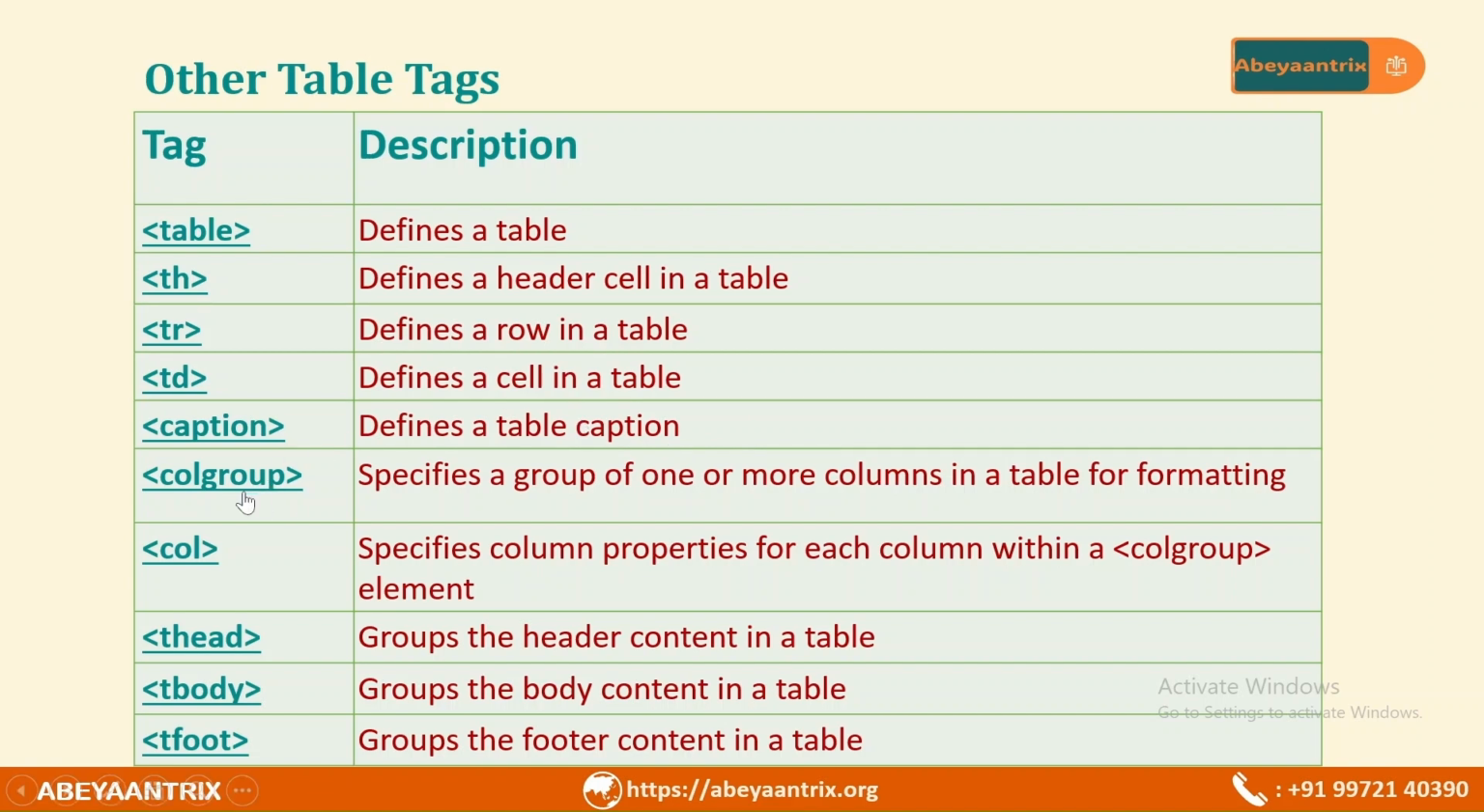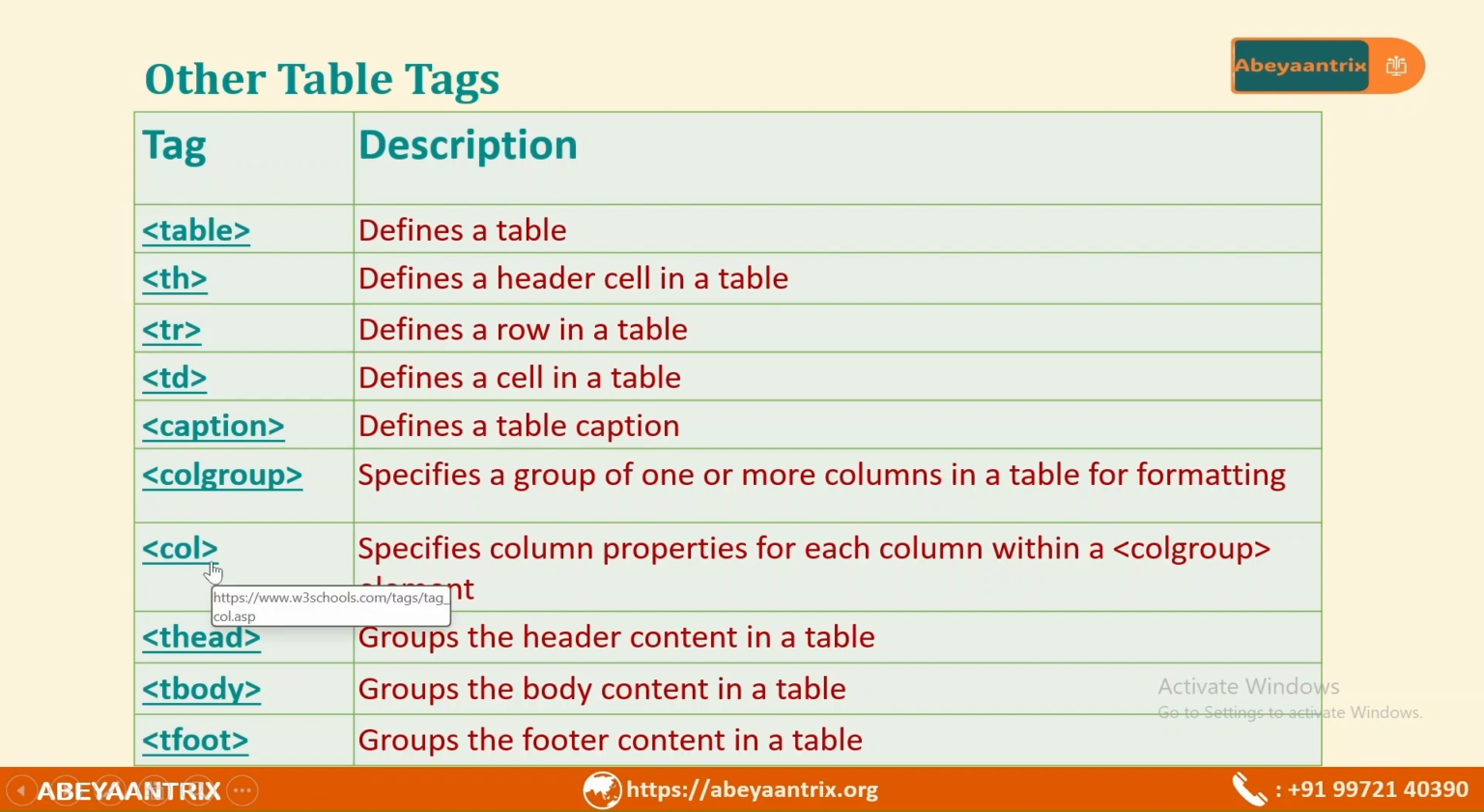Next one is colgroup. This column group specifies formatting for entire columns at once. If you want to format entire columns, you can use colgroup. I will show you an example in the practical. Next one is col. Col specifies the column properties for each column within a column group. When you create the column group, each column is specified separately.